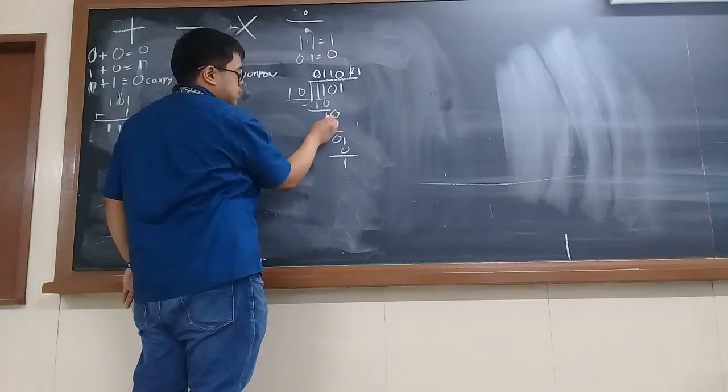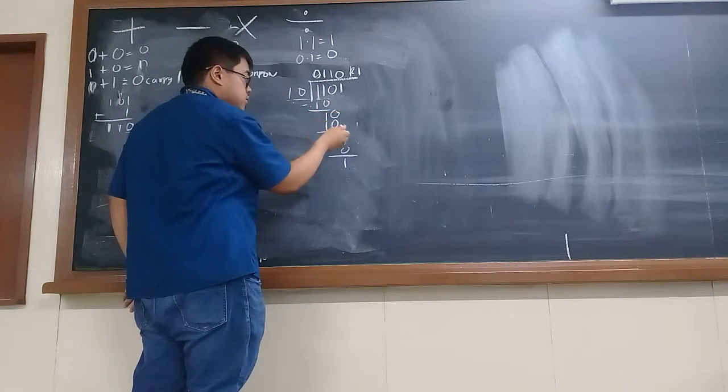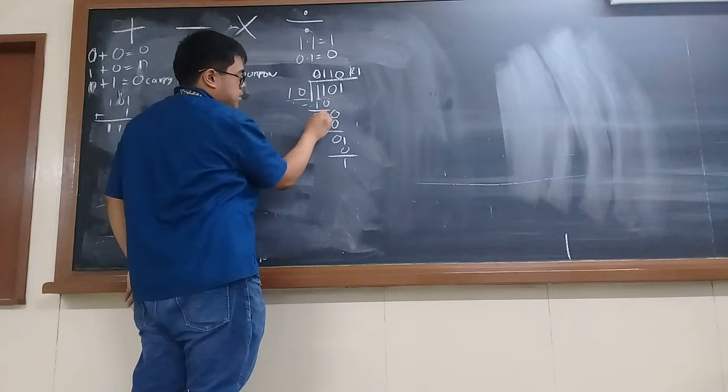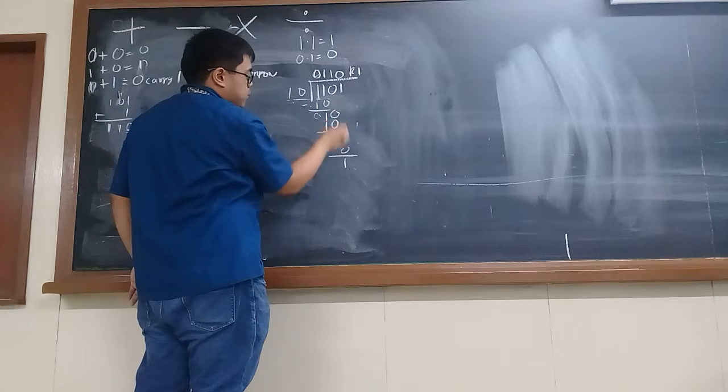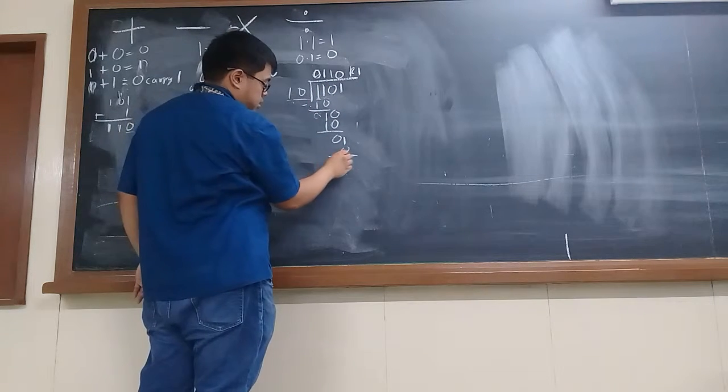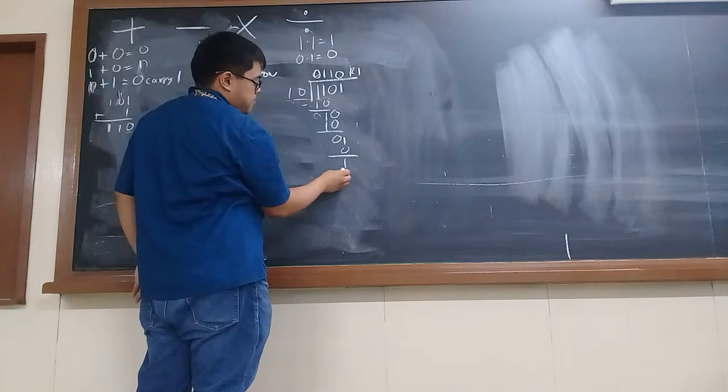So 11 minus 10 becomes 1, and 1 minus 1 is 0. Bring down the 0. You keep doing this until you reach the final number. In this case, we have a 1.